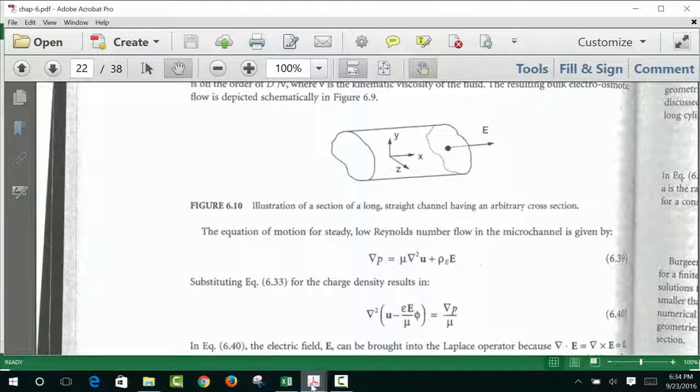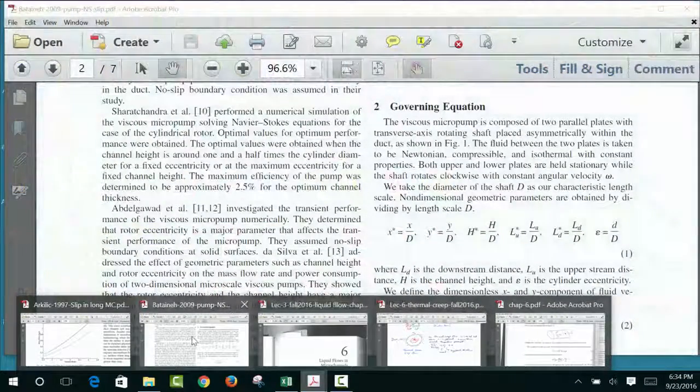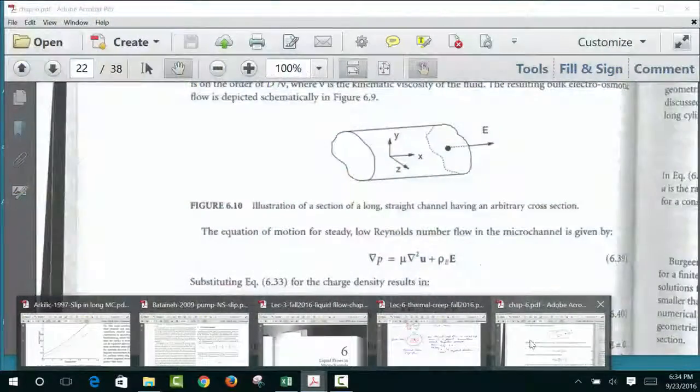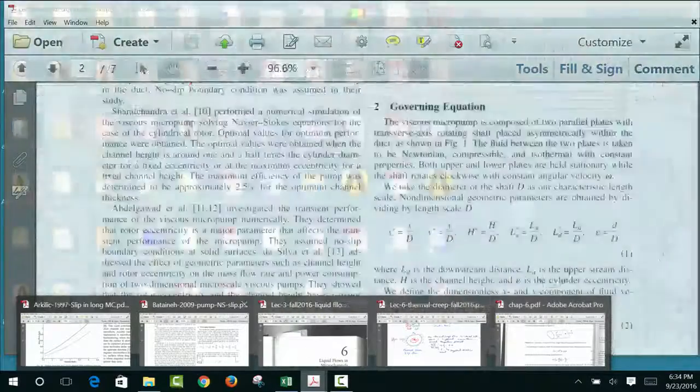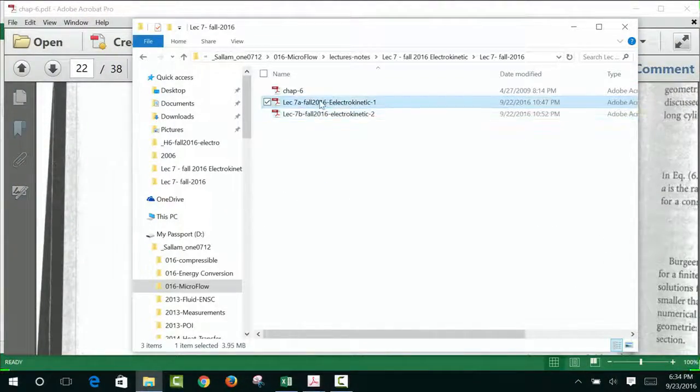So let's go to the lecture note, and we can go back to this, and you can also read it more in your spare time. But I wanna go to my lecture note.